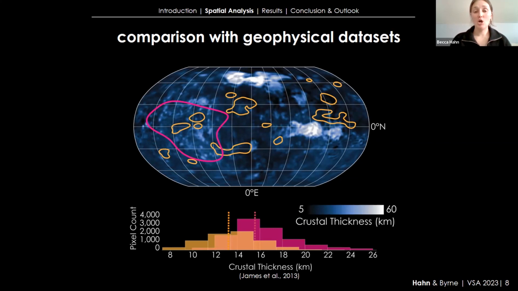On this slide, we wanted to look at these high volcano spatial density regions in conjunction with geophysical data sets. The background map is the mean crustal thickness map developed by James et al. We used these high volcano spatial density boundaries to extract the pixels within these regions. The histogram on the bottom shows the distribution of crustal thickness values for volcanoes greater than 63 kilometers in diameter in pink, and those less than 63 kilometers in diameter in orange.